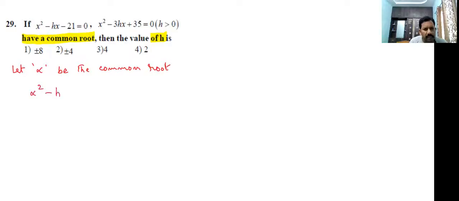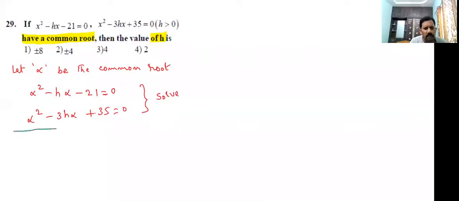So substitute in the first equation in place of x, alpha. Alpha square minus h alpha minus 21 is equal to 0. Same like that, substitute in the second equation: alpha square minus 3h alpha plus 35 is equal to 0. Both solve. So how to solve? Both subtract.